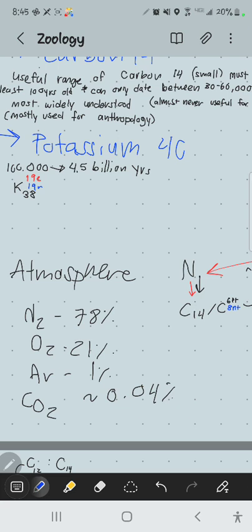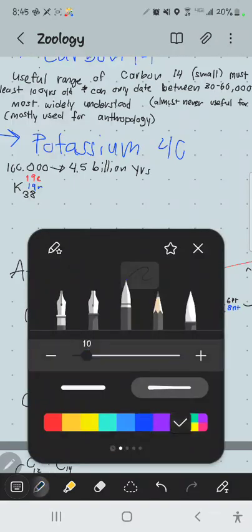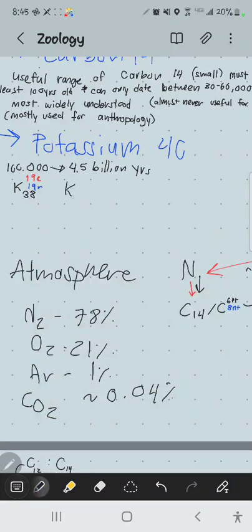There is an unstable isotope of potassium called potassium-40, and it's basically an unstable isotope that is already present. We knock a proton out and add some neutrons, so essentially it's 19 protons and 21 neutrons. Potassium-40 radio decays into argon.